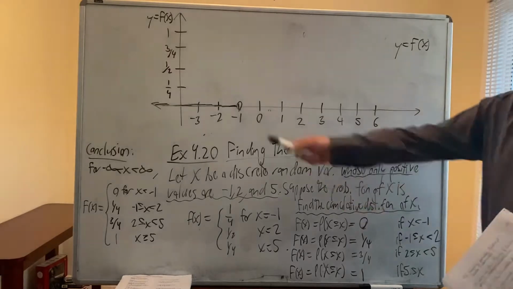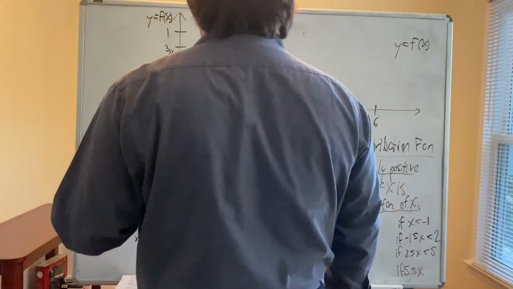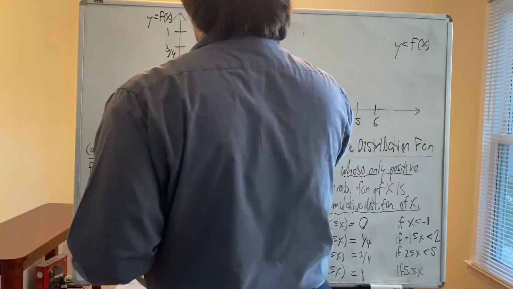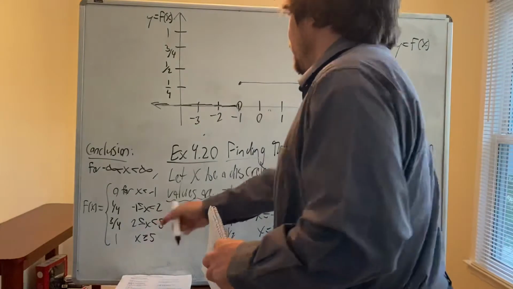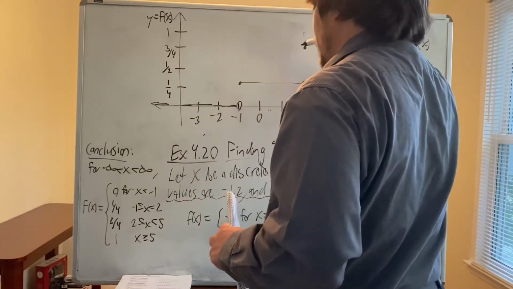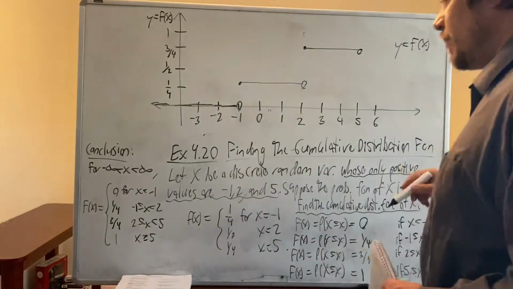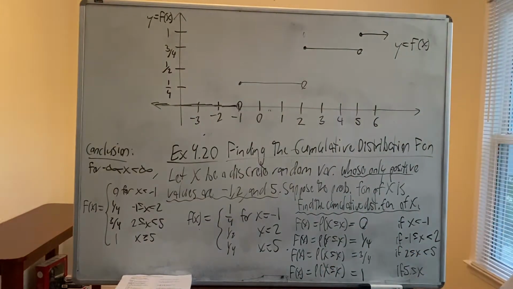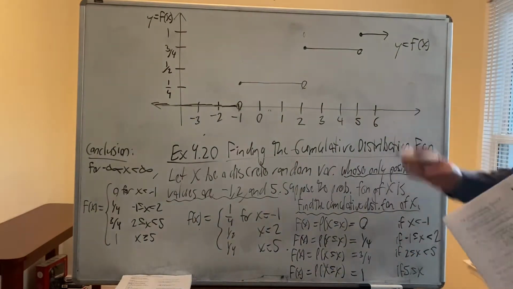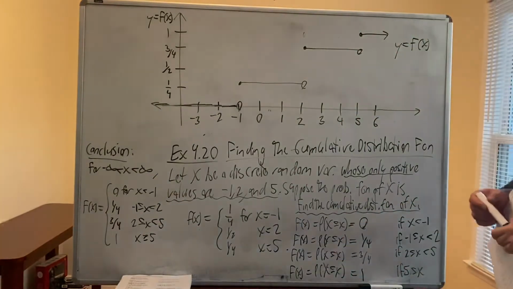Okay, so then here, capital F of x is 0 if x is less than -1. And it's 1/4 if -1 is less than or equal to x less than 2. It's 3/4 if 2 is less than or equal to x less than 5. And it's 1 for x greater than or equal to 5. Okay, and so this is y equals capital F of x. That's the graph of the cumulative distribution function we found, right?